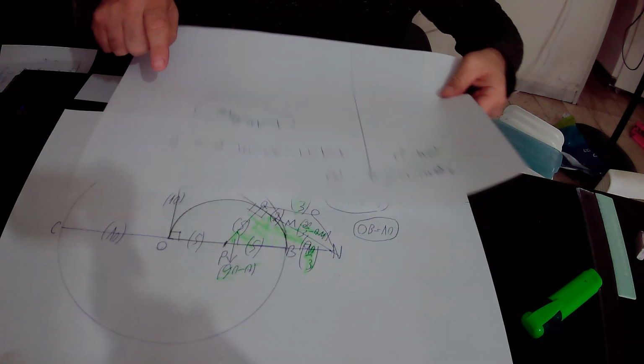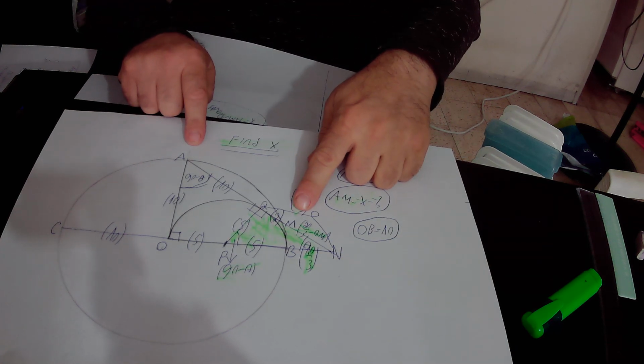So we found out that the length of this line AM, which is equal to X, is 12 units in its length.